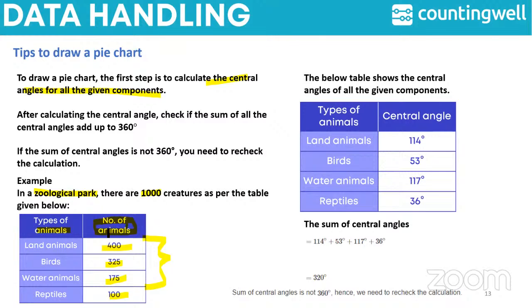So what are the components here? The components are land animals, birds, water animals, and reptiles. So you have to calculate the central angle for all of these components. Then after calculating the central angles, you have to check if the sum of all the central angles adds up to 360. Once you have obtained the central angles, you have to add them. Here the addition comes to 320, which is not 360. That's why you have to recheck the calculation for the angles.